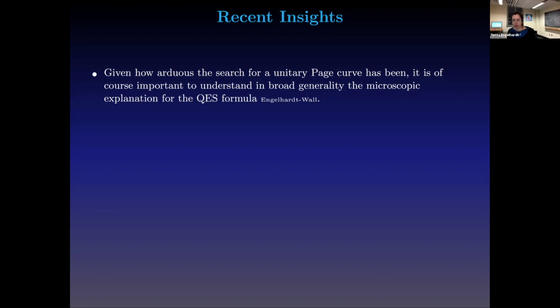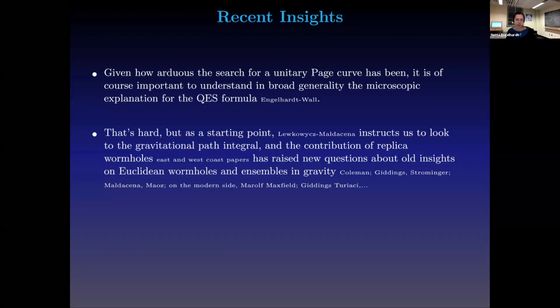When I say microscopic, I really mean coming from quantum gravity. That, of course, is a very difficult task. But as a starting point, we have the instructions from the Lewkowycz-Maldacena procedure, which tells us how to go about computing this or justifying this from the gravitational path integral. And of course, the contribution of replica wormholes has raised new questions about old insights on Euclidean wormholes and ensembles in gravity. Again, this is just a review of what I think most of you have seen maybe ad nauseam at this point in various conferences.